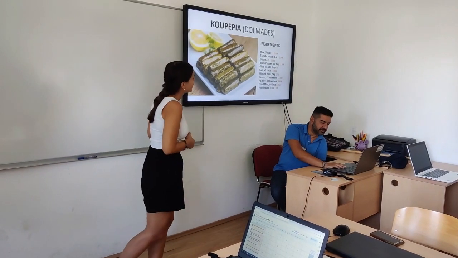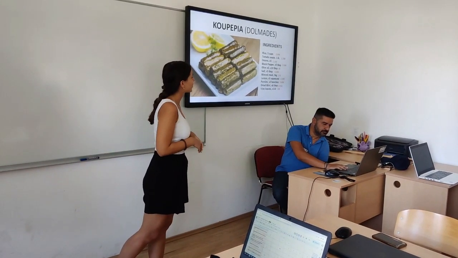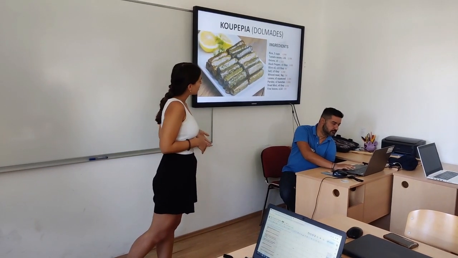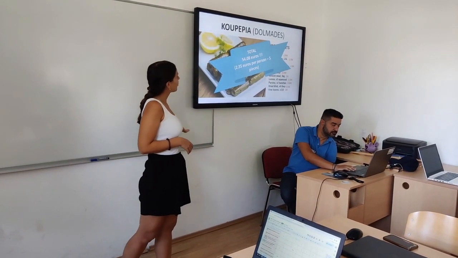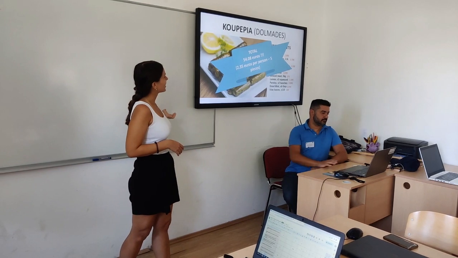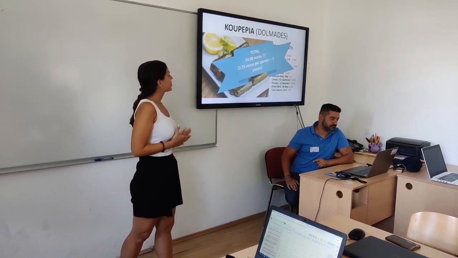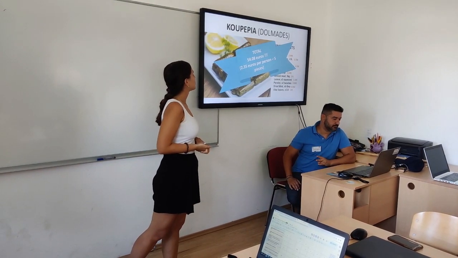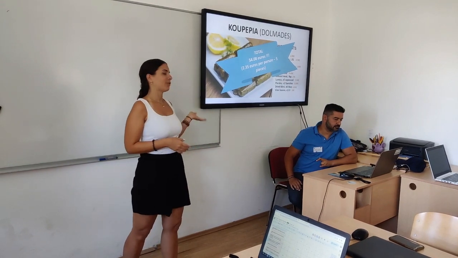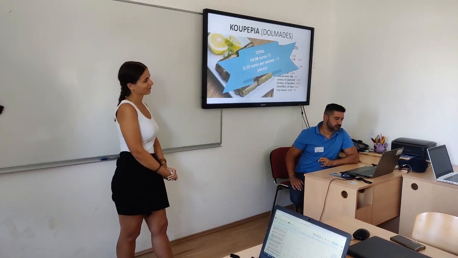So the total for 23 people is 54.08 €, which comes to $2.35 per person for 5 pieces. Nice. We didn't use Excel.